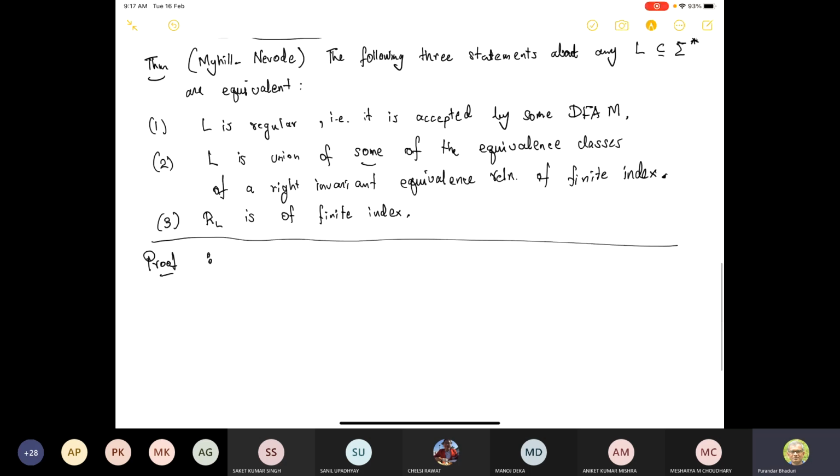Right. So the plan is we are going to show, as usual, whenever you have a bunch of statements and you say that they're all equivalent, you usually go about it in this fashion. You show that 1 implies 2, 2 implies 3, and 3 implies 1. So that shows that all of them are equivalent. So let's try 1 implies 2.